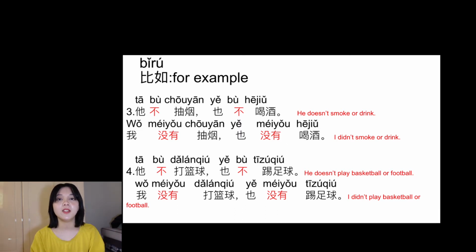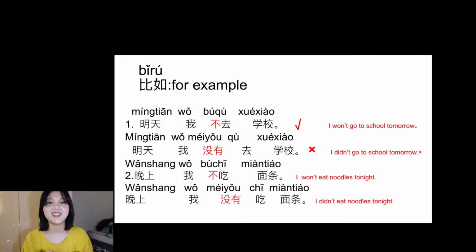But when we use 没有, it goes like 我没有打篮球也没有踢足球. It means I didn't play basketball and I didn't play football. Maybe only for today or yesterday, but whether I play tomorrow, that's something that happens in the future, so we don't know yet. Now let's do a little bit of review about this sentence again.